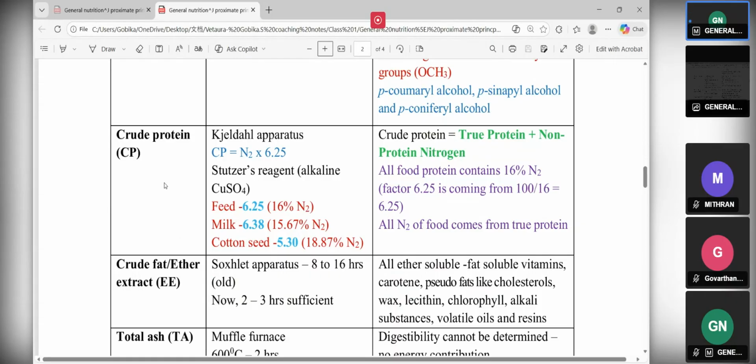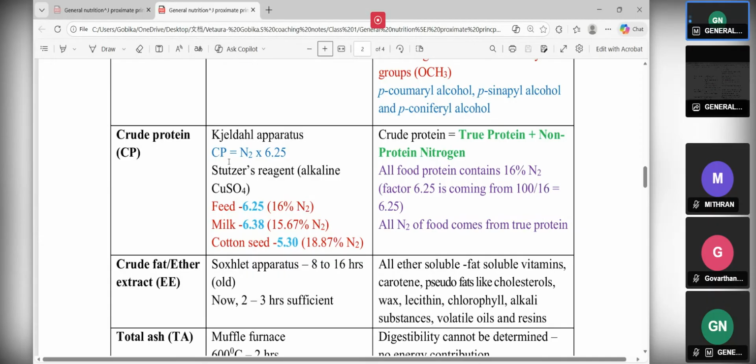Then coming to crude protein, the third component of proximate principles, it is estimated using the Kjeldahl apparatus. It is specifically designed for estimation of protein. Actually, it follows two steps, digestion followed by distillation. We do not require those details for this competitive exam. We should know only the instrument name, Kjeldahl apparatus. It will be used for crude protein estimation. Using the distillation process, we estimate only the nitrogen content of the samples. So we should calculate accordingly using the nitrogen content estimated with this apparatus.